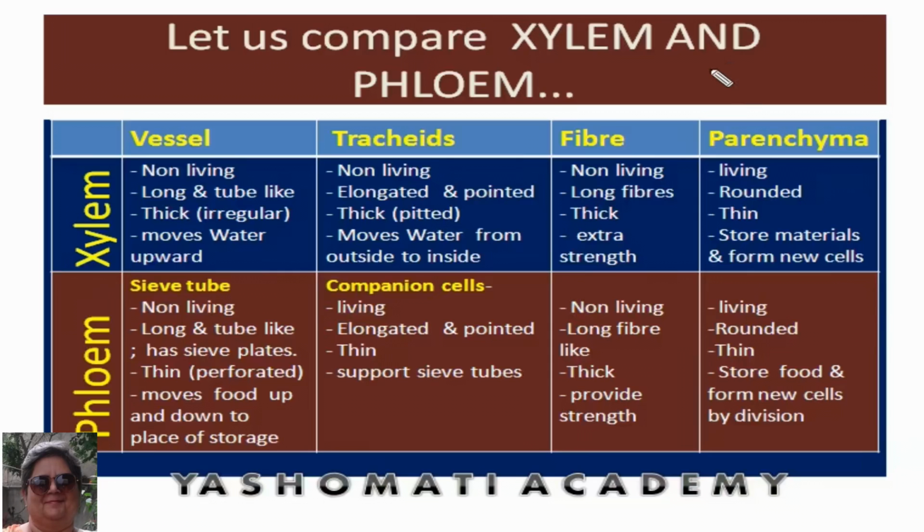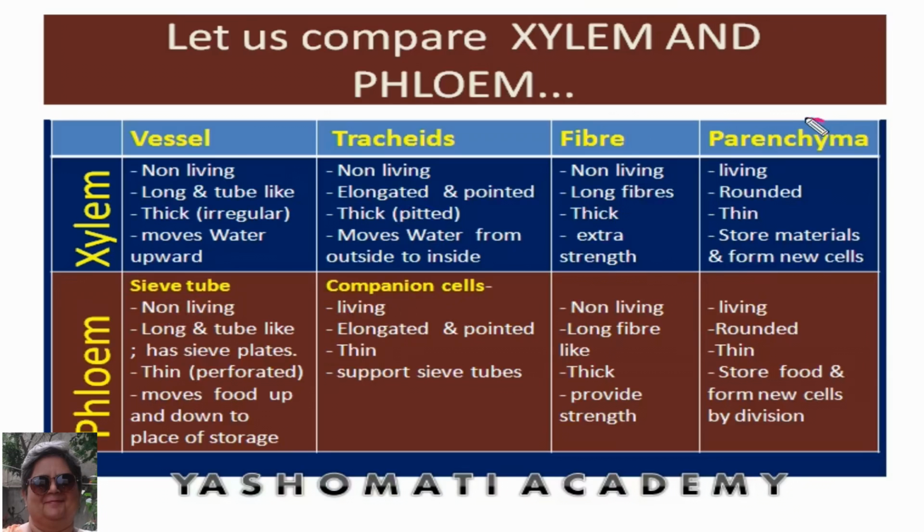Let us compare xylem and phloem tissue. Xylem and phloem both have 4 types of cells in them. Vessel, trachea, fiber and parenchyma are present in xylem. Sieve tube, companion cells, fiber and parenchyma are present in phloem. So that means in xylem, vessel and trachea are present, and in phloem, sieve tube and companion cells are present.